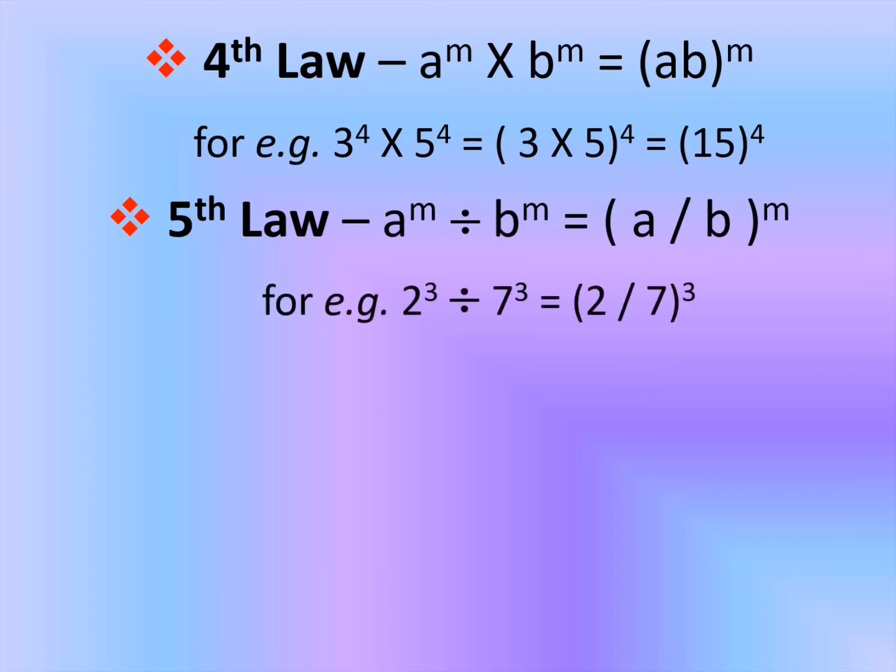Fifth law, a raised to the power m divided by b raised to the power m. In this, we will first divide a by b, then put the power, that is m. For example, we take 2 raised to the power 3 divided by 7 raised to the power 3. So in this, 2 is divided by 7 and then the power 3 is put up.